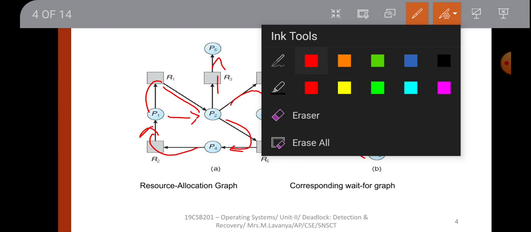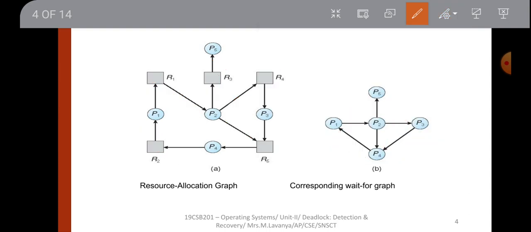As we have discussed earlier, if a cycle gets formed in a wait for graph, and that too this is a single instance of resource, right? So there is an occurrence of deadlock. Let us see whether there is a formation of a cycle.